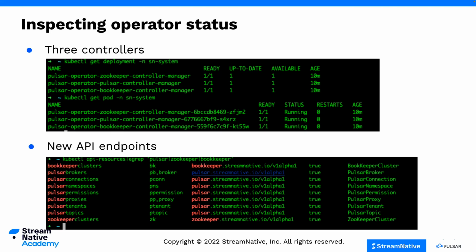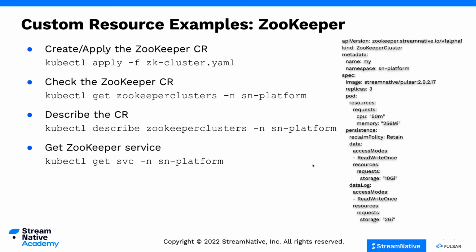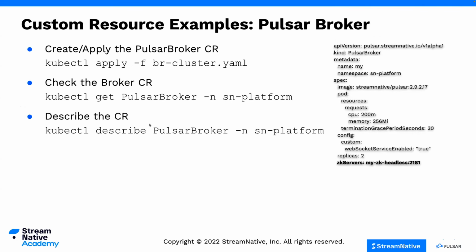So this is just a couple of screenshots. You can validate in your lab, right? This is the code. You can run it from global SE practice, tree, Pulsar apps, right? You can get it from here. So this is an example, right? How many replicas, what's the CPU and memory? Okay, how do you run it? BookKeeper and Pulsar broker, right? I highlighted that there's a bit of dependency. You have to make sure you have the list right.